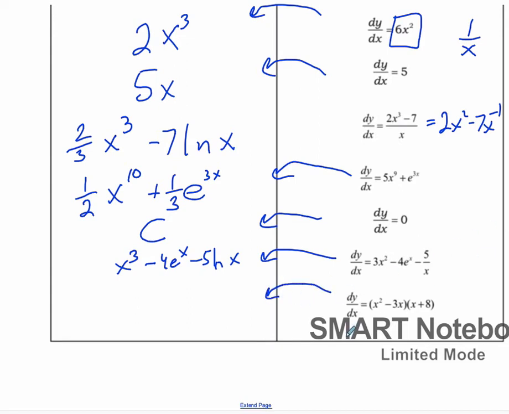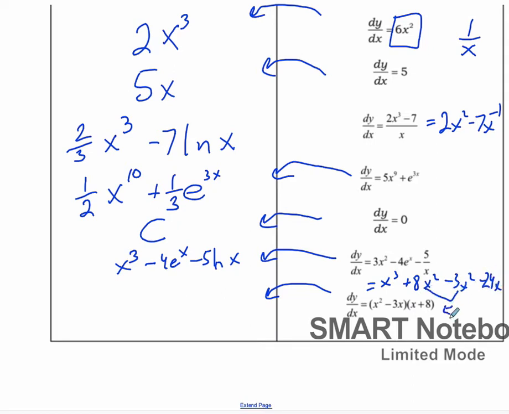Okay, now over here, let's expand the brackets. That will make it a lot easier. So we've got x cubed plus 8x squared minus 3x squared, and then minus 24x.